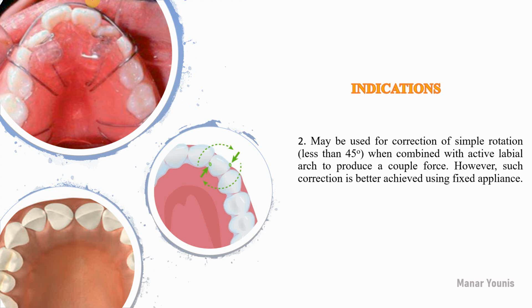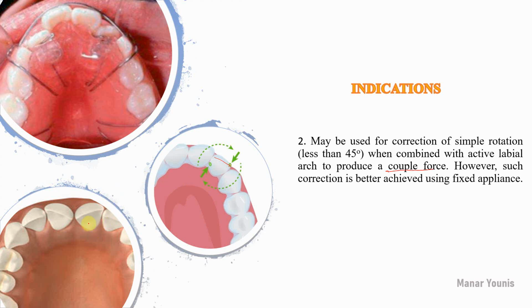Here the labial arch is used in conjunction with the Z-spring, also to provide a guide for the final position after correction of the incisor position, and to provide the couple force for correction of rotation. This figure represents the couple force: two equal forces acting in opposite directions, one in a labial and the other in a palatal direction. These two forces are separated by a distance, so this system of force is called a couple force.